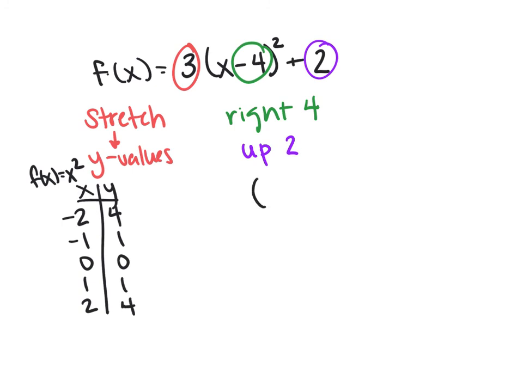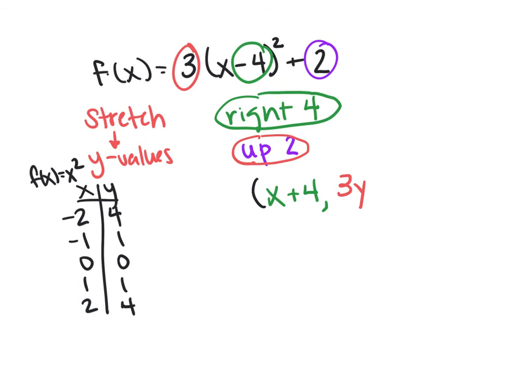And my rule is, well, look, the only thing affecting x is this right movement, the horizontal movement. These other two movements, the stretch of 3, means you're going to multiply every y by 3, and the up 2 means you're going to add 2 to every y. So I'm going to first worry about the x's, right 4. So that's x plus 4. Then I'm going to stretch it by 3, so that's 3y, and then add 2. And here's the rule that I can use to write it.